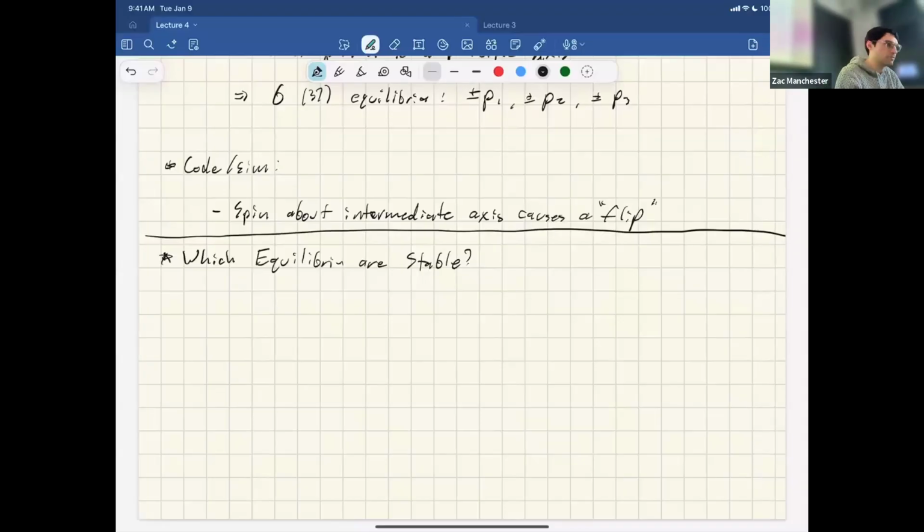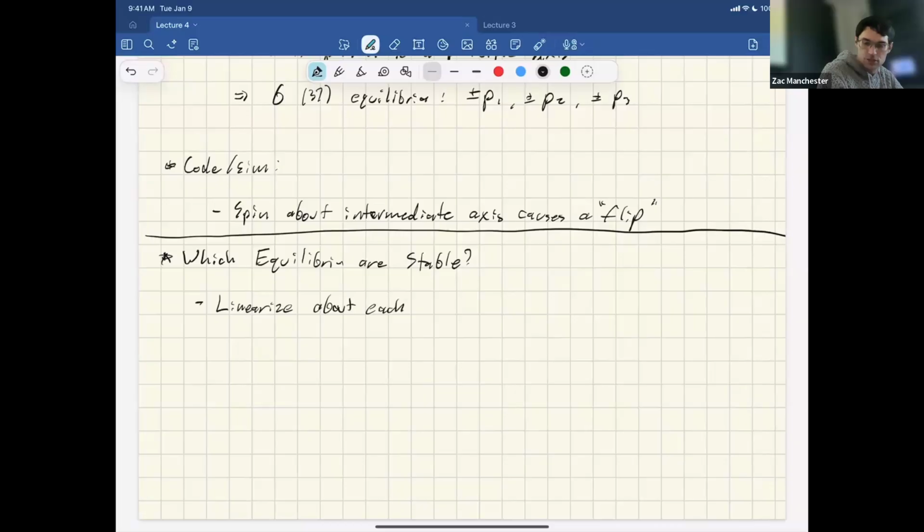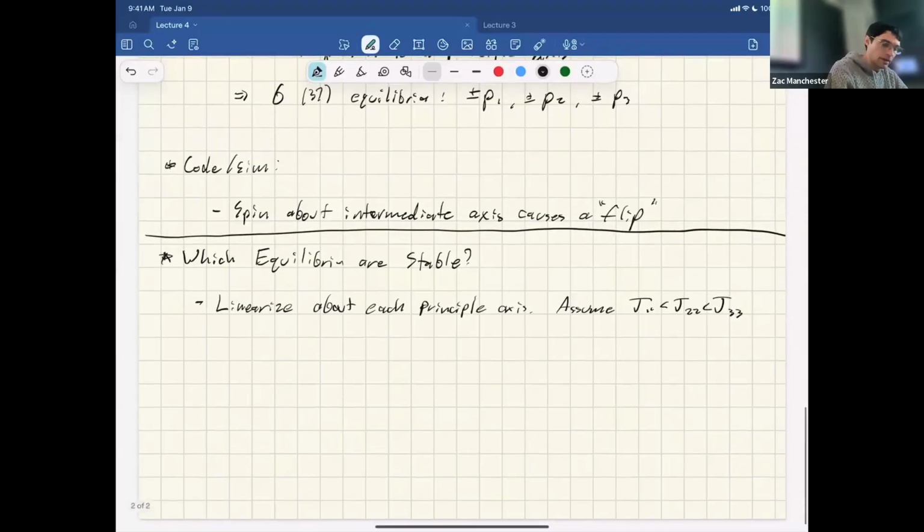The basic idea is for any nonlinear system, locally in the neighborhood of an equilibrium, you can linearize the dynamics and then look at the linear system. So that's what we're going to do first. We're going to linearize about each principal axis. And we're going to assume, like before, that these are ordered such that number 1's the smallest, 2's in the middle, and 3's the biggest one by convention. All right, so first thing we're going to do is look at spin about the small skinny axis.